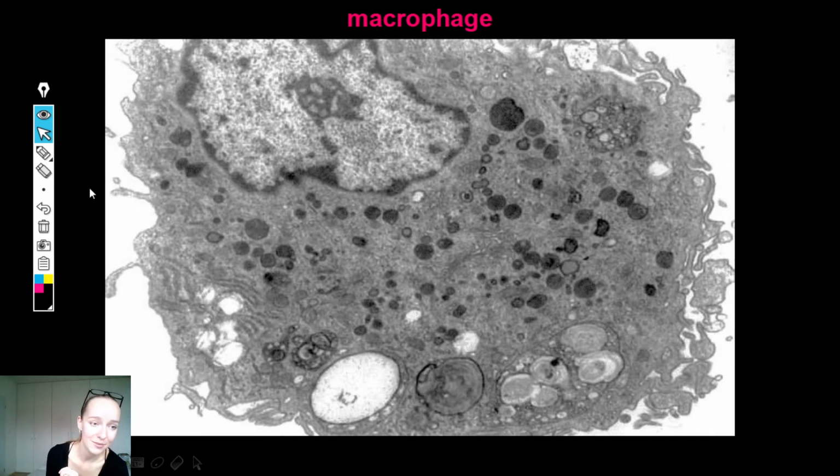A macrophage measures about 30 micrometers, so it's quite big. 30 micrometers. We can't see macrophages in a light microscope, of course. They are so big in an electron microscope.